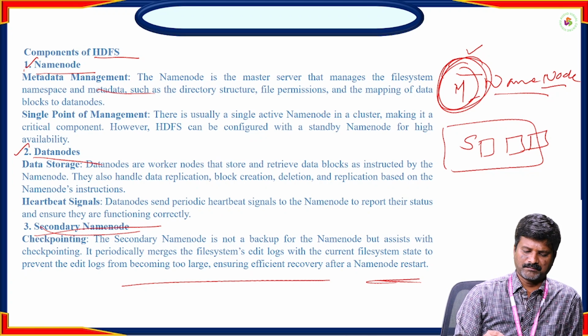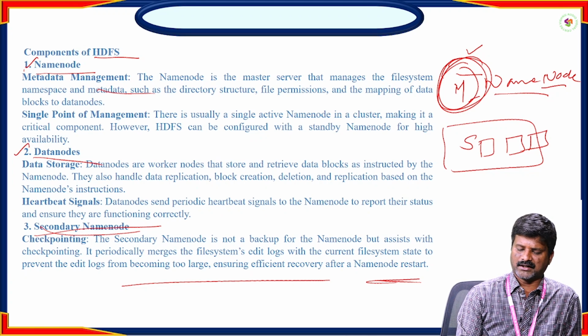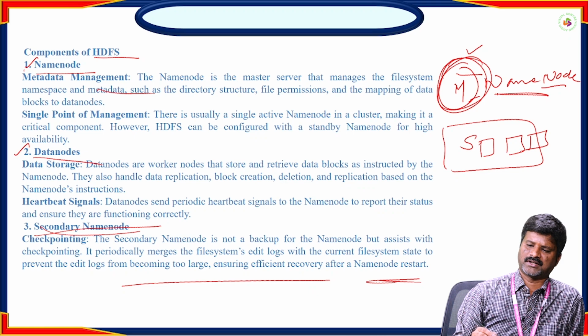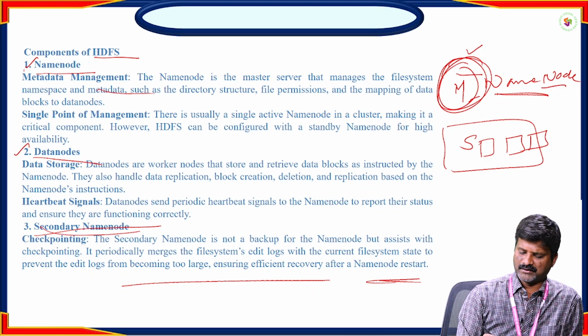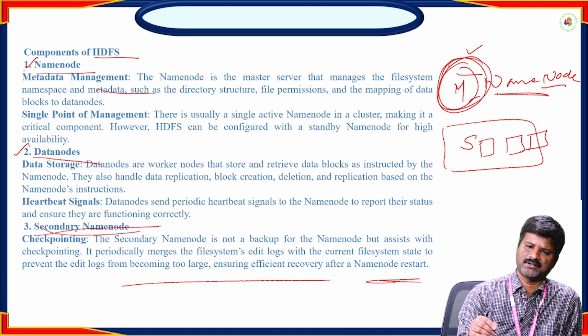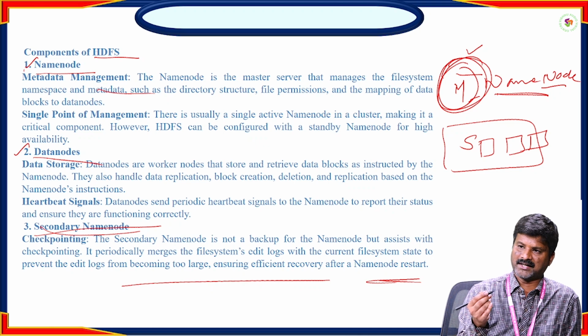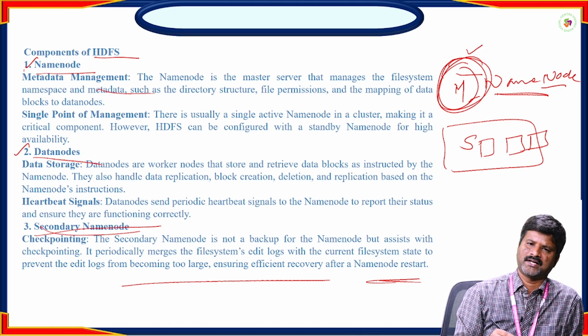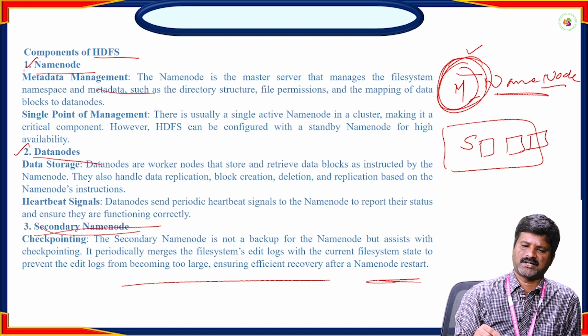The main purpose of the data node is to store the actual data, and where it is stored is decided by the name node. Your data node follows the instructions of the name node. If something occurs to the data node, a heartbeat message is forwarded to the name node. The name node will identify which data node has failed, and whether it is active or not.